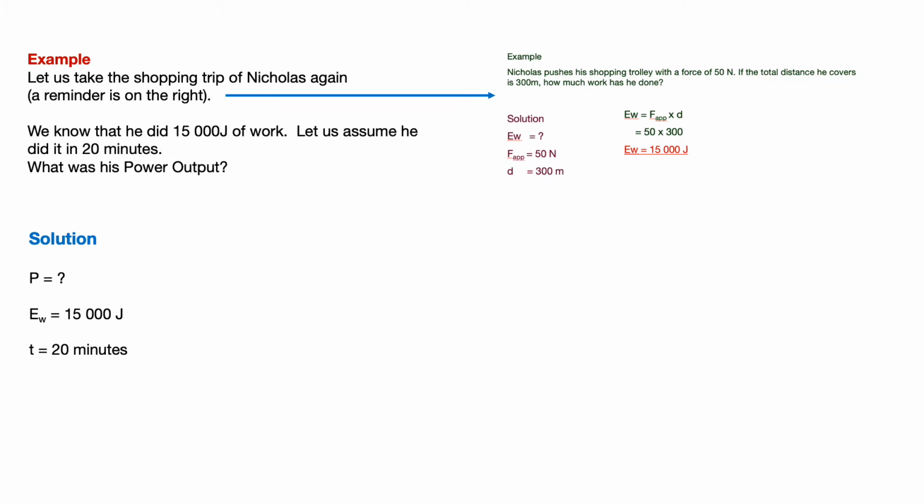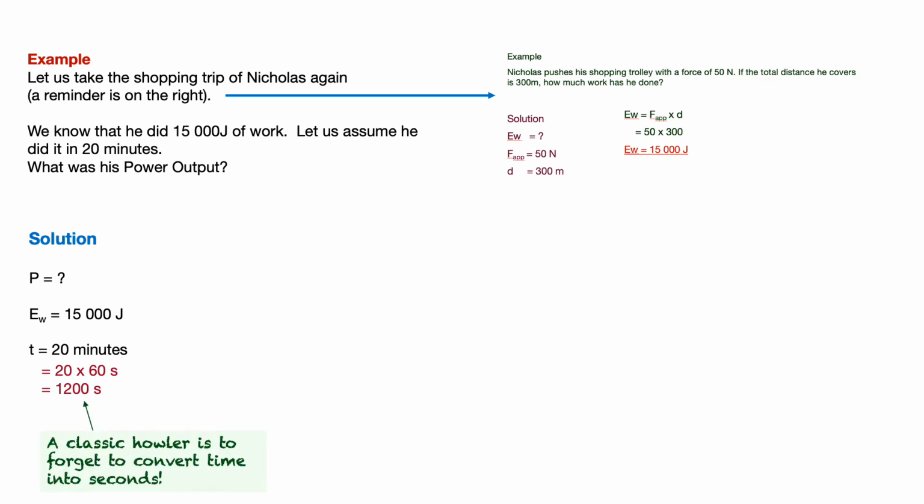Now, before we go any further, something very important here. Look at that time. Are we going to leave it as 20 minutes? Well, the answer is no, because in the power equation, time must be measured in seconds. So we convert 20 minutes into seconds. There are 60 seconds in each minute. So 20 minutes with 60 seconds in each minute gives us a total time of 1200 seconds. It's vital that you convert that time into seconds. A classic howler in tests and exams is to forget to convert the time into seconds, and you lose marks.